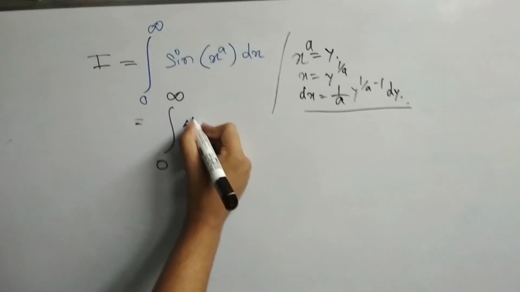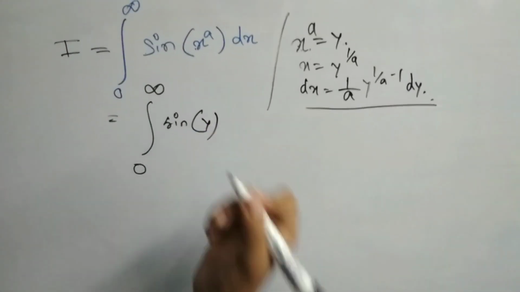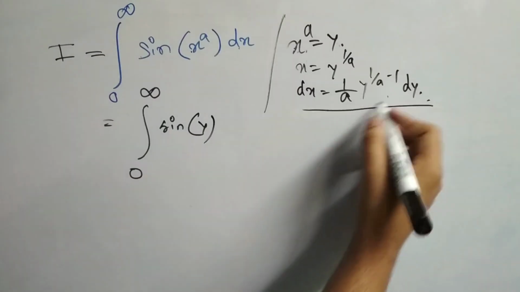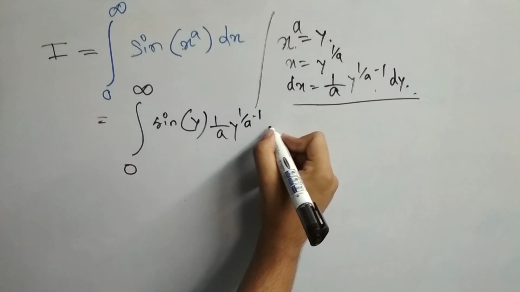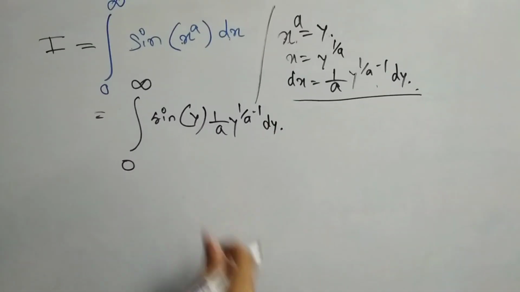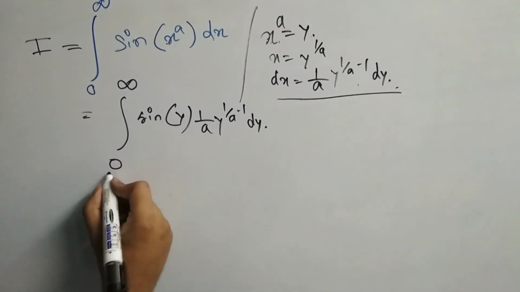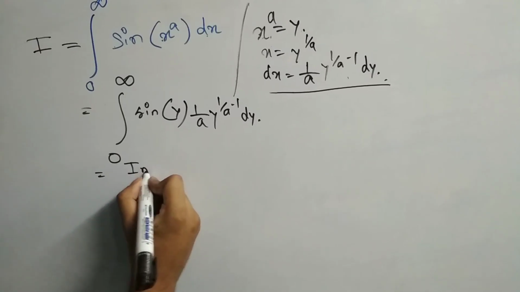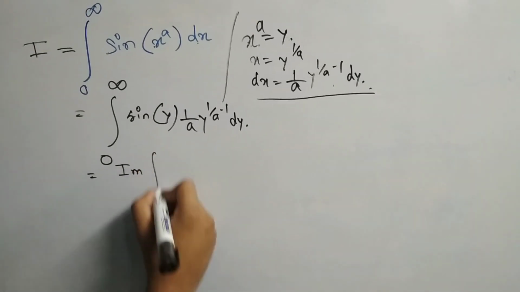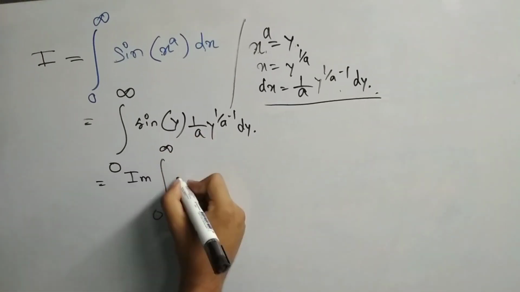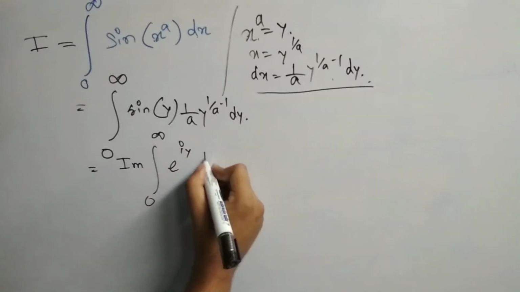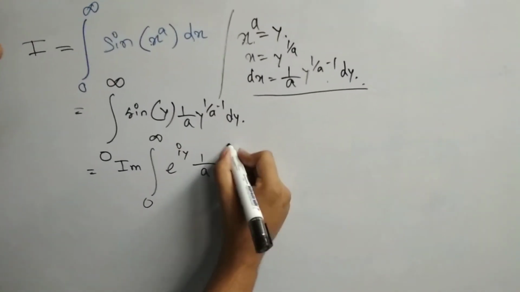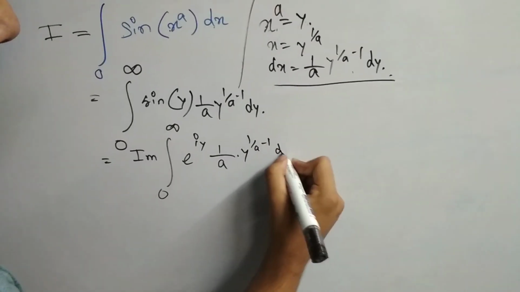This should be sine of y, dx, as we just did here, 1 upon a y to the power 1 upon a minus 1 dy. Now sine y is the imaginary part of e to the power iy. We use this fact extensively here to say that e to the power iy, and there is a 1 upon a y to the power 1 upon a minus 1 dy.